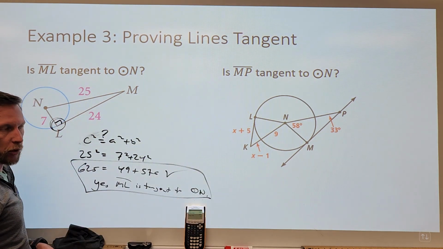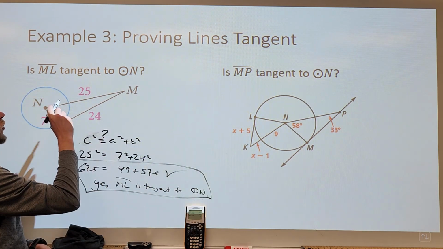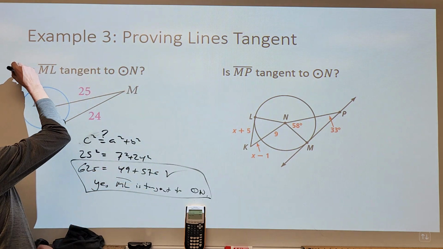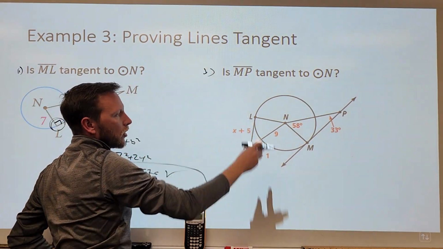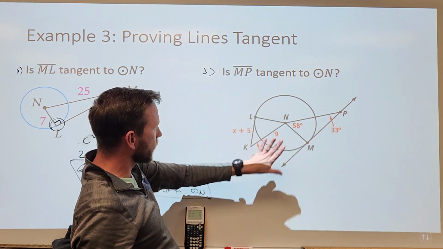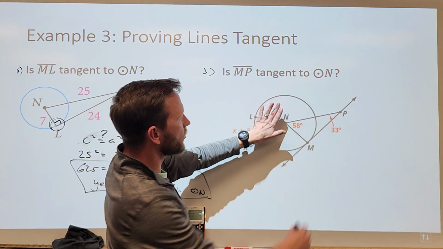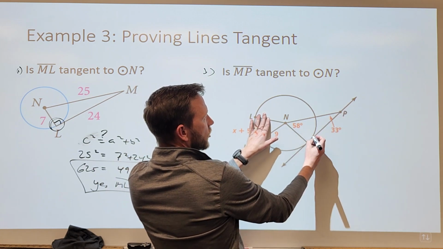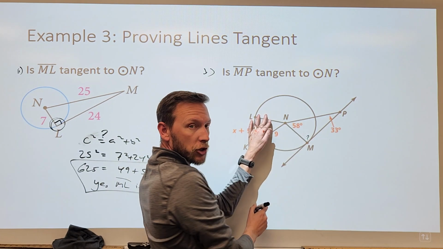And there's my supporting work. All right, over here for example 3b, let's call this A and let's call this B. We are going to ask the question: is MP tangent to circle N? I'm not concerned about K or this. What is the measure of this angle?